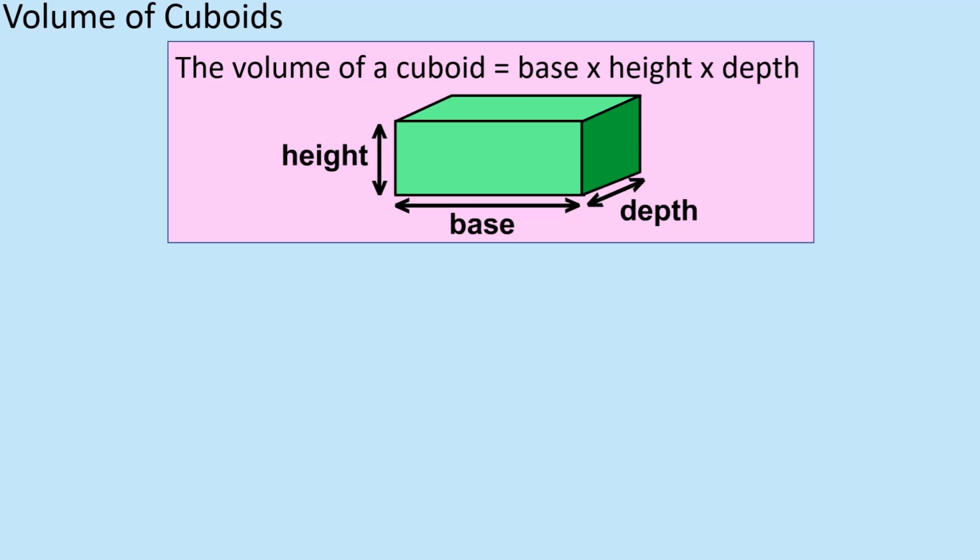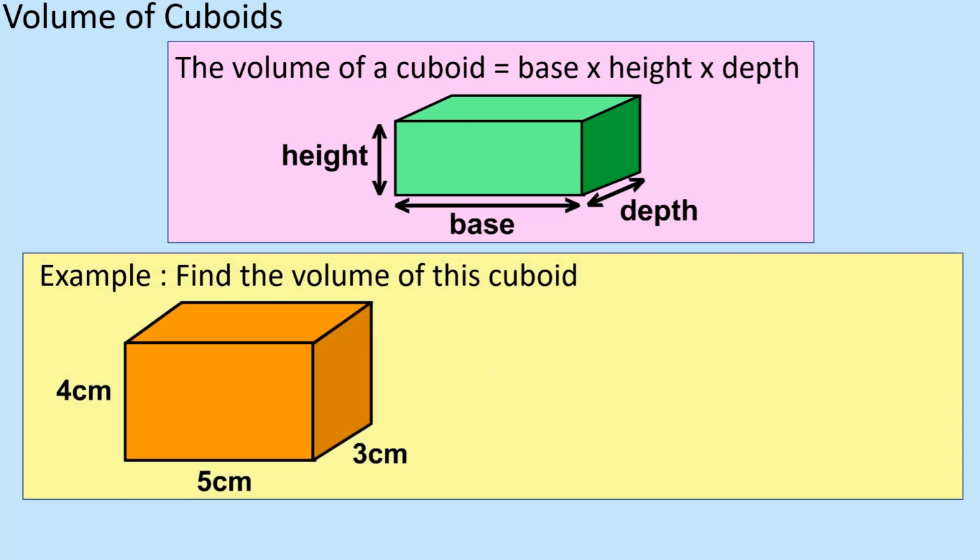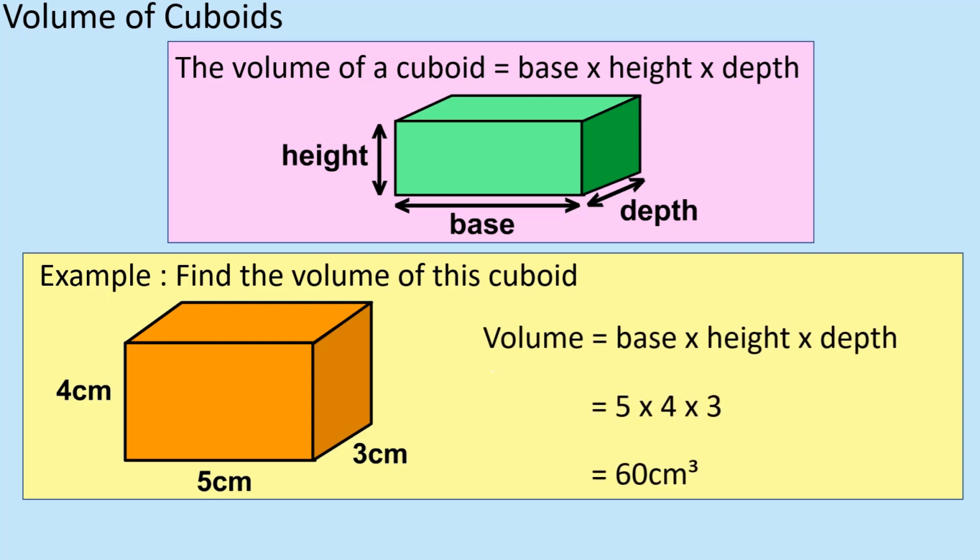So that's what the dimensions are. If you're asked what dimensions are, well, that's what they are. So find the volume of this cuboid. There's nothing overcomplicated about it. We're literally going to times the 3 numbers together. So you've got 4 times 5 times 3, which is going to give you 60 centimeters cubed.